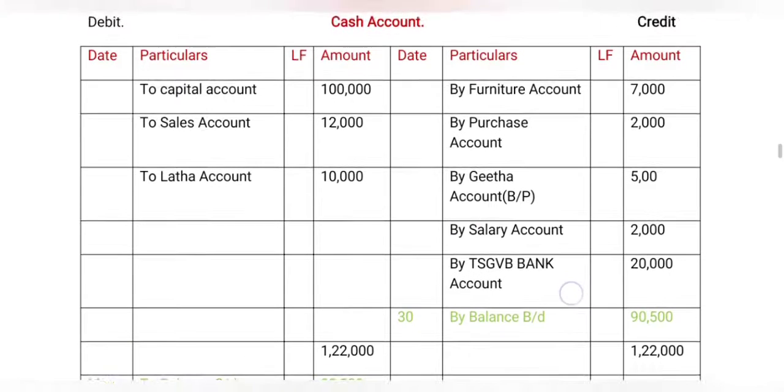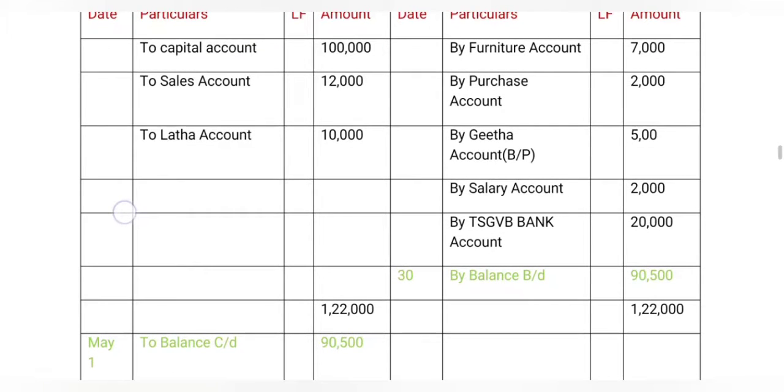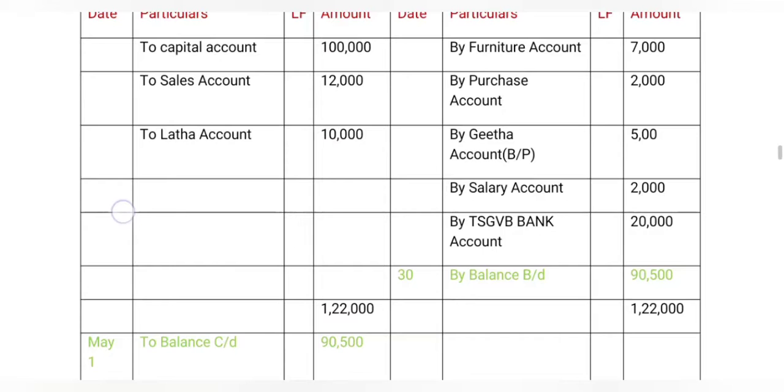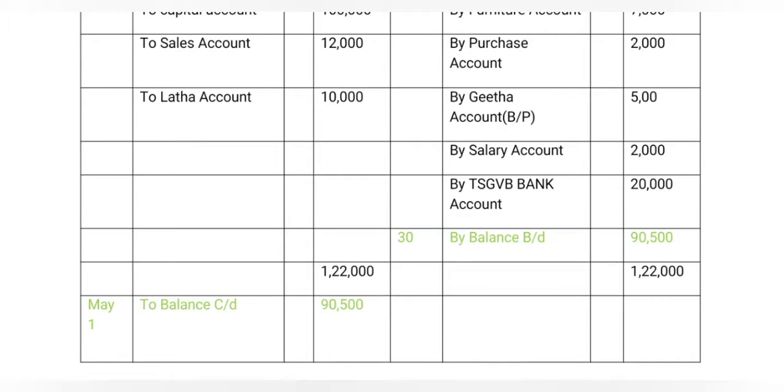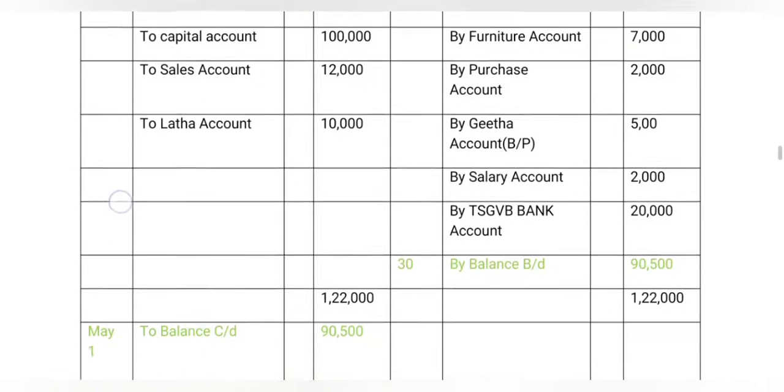Here furniture purchased on cash 7,000, purchase account 2,000 from Geeta. It is bills payable, we are paying Geeta for the credit purchase. Then salary account. Salary is a nominal expenditure, we are paying it. Bank deposit 20,000, here also the same. Then the total debit side is 1,22,000.